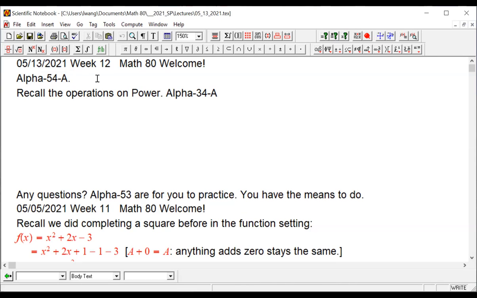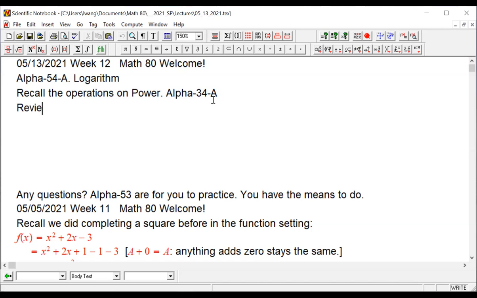Something new: in 54A, we're heading to logarithm. Logarithm is a big topic. I'm not sure we can finish all of it in the notes, but we're going to do as much as possible. For your future classes, I hope this will be a good introduction.